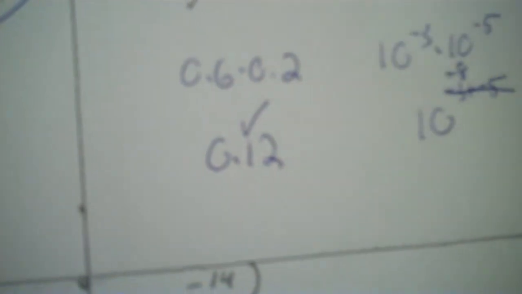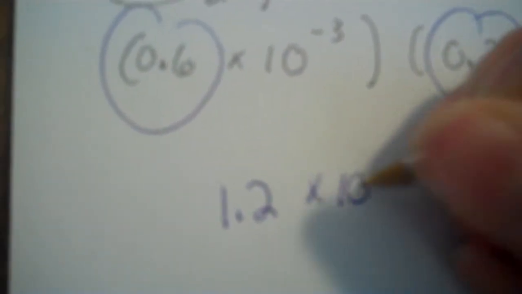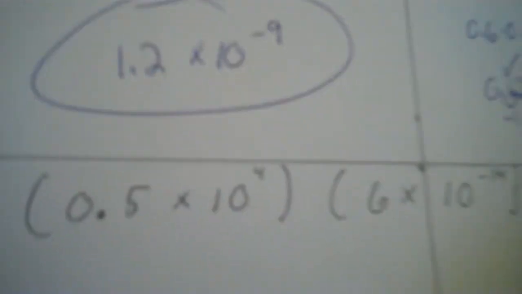This is your first non-zero. You got to move it once to the right. Moving it to the right represents a power of negative 1. So we have to come over here and minus 1 from the negative 8. Minus because it's negative. Up here I went plus because it was plus 1. So 1.2 times 10, and then negative 8 minus 1 is negative 9. So 10 to the negative 9th power. That's all there is to it.